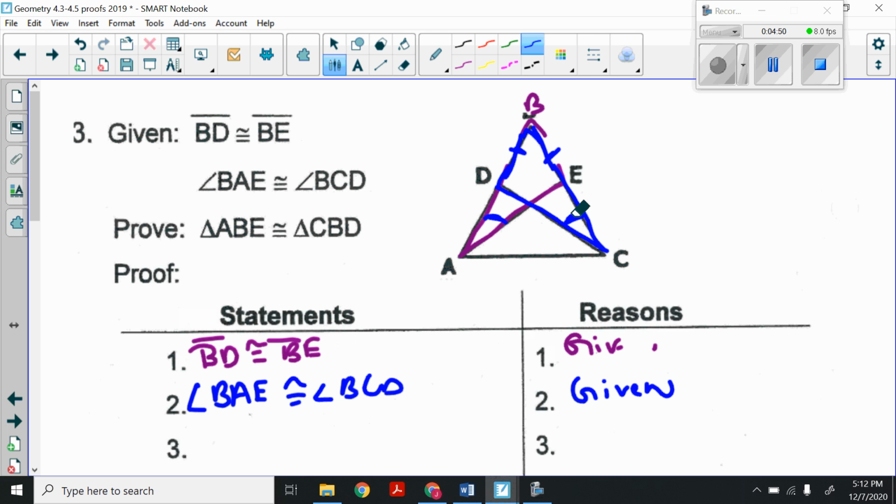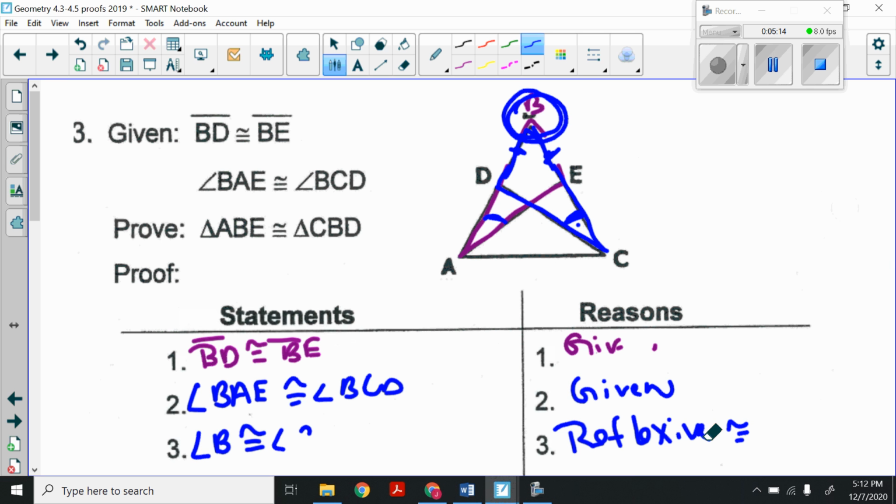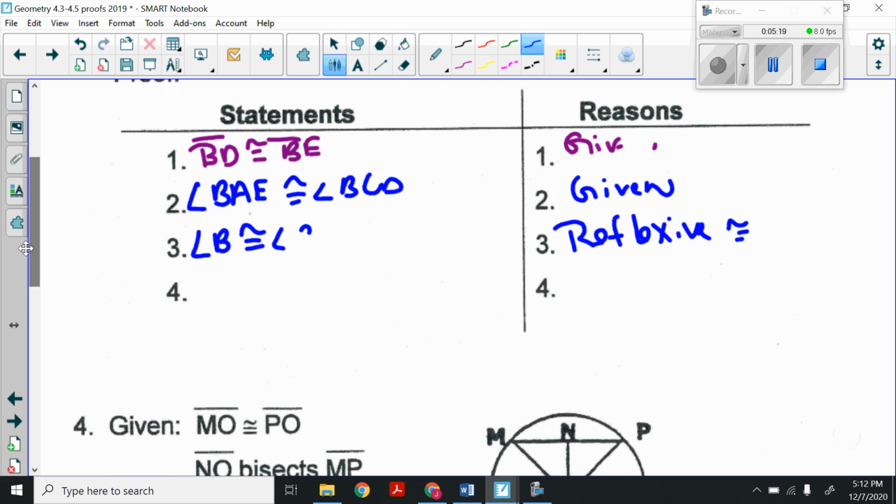So what do I have? I have sides and I have an angle. So I could go angle, side, what do I know? They both share this angle B. So I could say angle B is congruent to angle B by the reflexive property of congruence again. Okay. So now I have an angle, a side, and an angle. So now I can say the triangles are congruent. So triangle ABE is congruent to triangle CBD. And our reason was AAS.